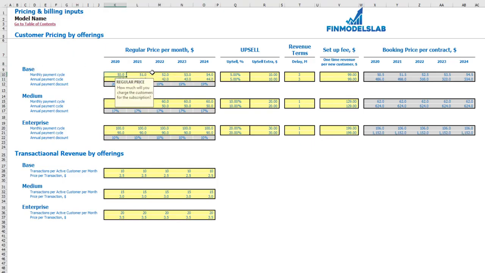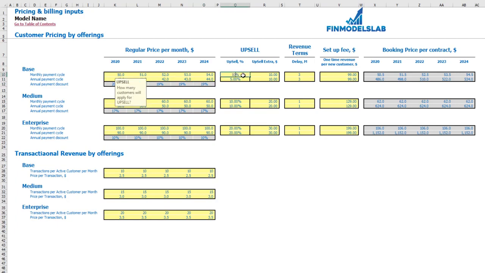On each yellow cell you have the note, what you are supposed to input here, so it's just easier for you to input and to understand what you're supposed to input here. So based on the difference of monthly and annual payment cycle pricing, you may see the annual payment discount in here. The next step is to input upsell if you need it.